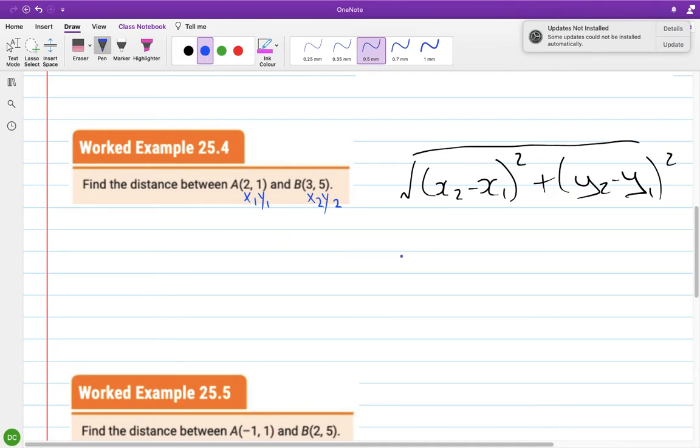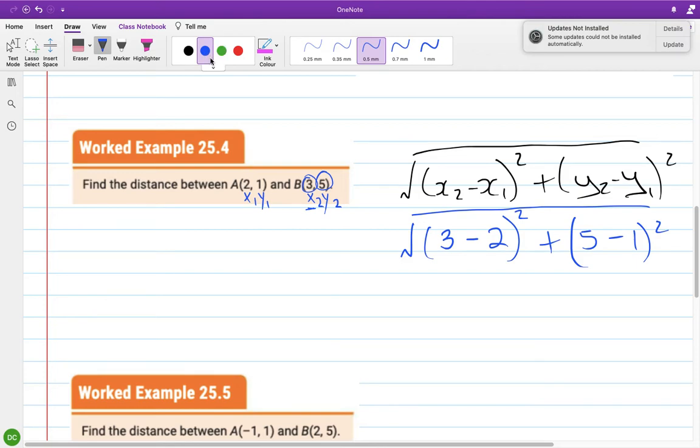Okay? So start with my square root and a bracket and x2. Okay, so there's x2, which means that's 3. Minus x1 is 2. Close bracket and squared. Plus new bracket. So y2. y2 is there, it's 5. Minus y1 is 1. Squared. Okay, then we'll simplify. So 3 minus 2 is 1 squared.